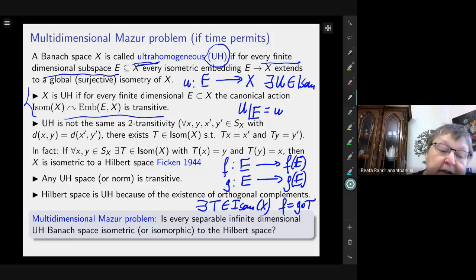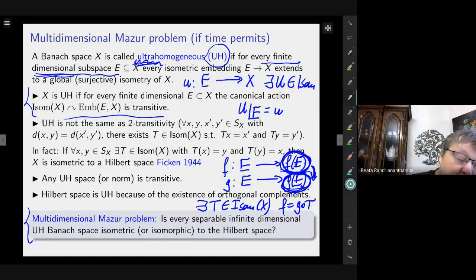Now I am saying, for every finite dimensional space, we still imagine that this is possible. Meaning we can find an isometry which maps this finite dimensional space, which we know is isometric to this one. Can you find an isometry T which maps the first copy to the second copy? That is much more than transitivity. That's why we are using these strong words. It's ultra homogeneous. And here is a multidimensional Mazur problem.